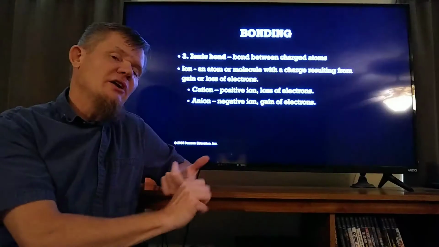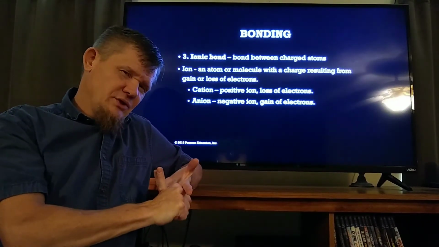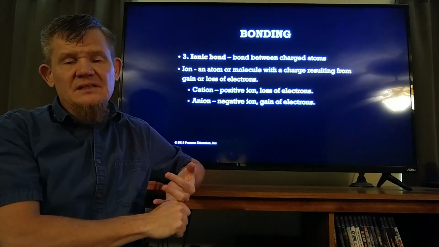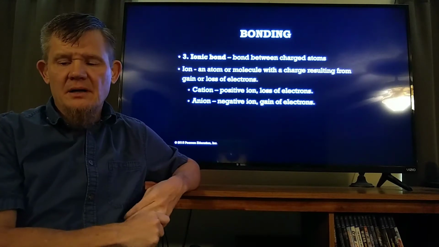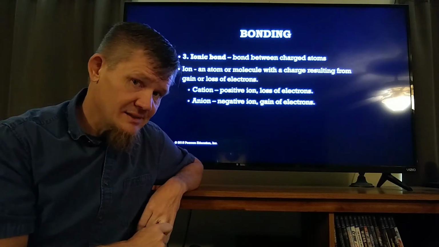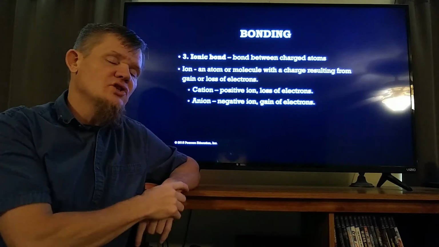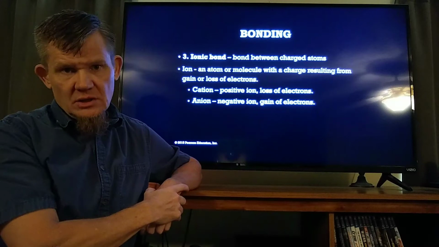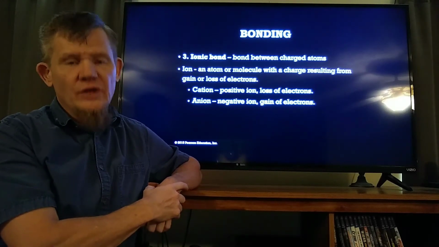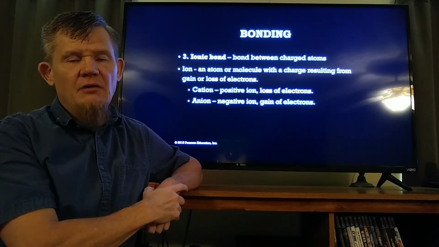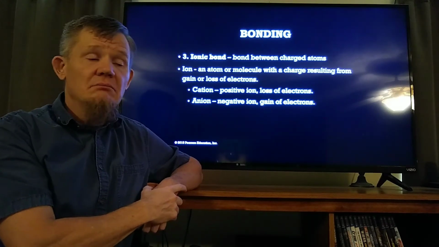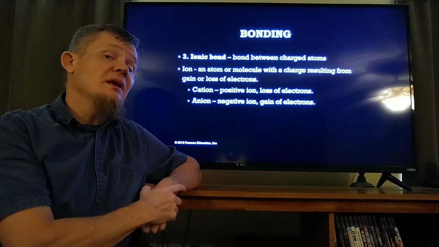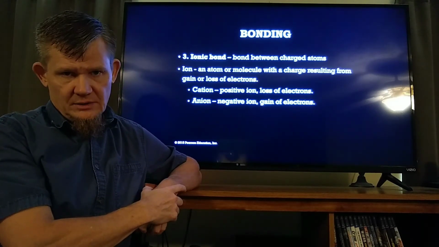Well, if I can have sharing and I can have unequal sharing, then I can have theft. Theft is an ionic bond. An ionic bond is a bond between ions. An ion is a charged particle. An atom with a charge means that it has an unequal number of protons and electrons. It means someone lost an electron, and it's because somebody else stole an electron.